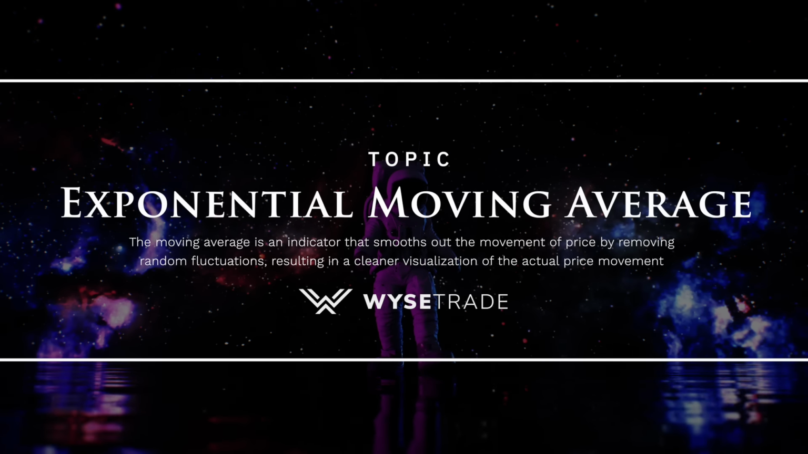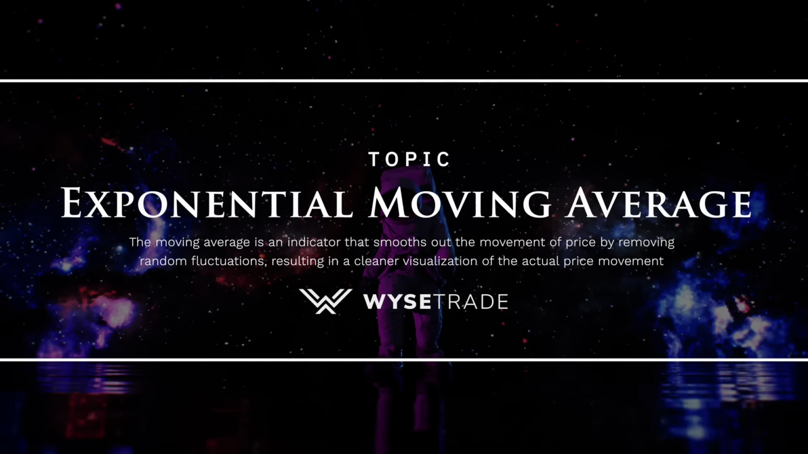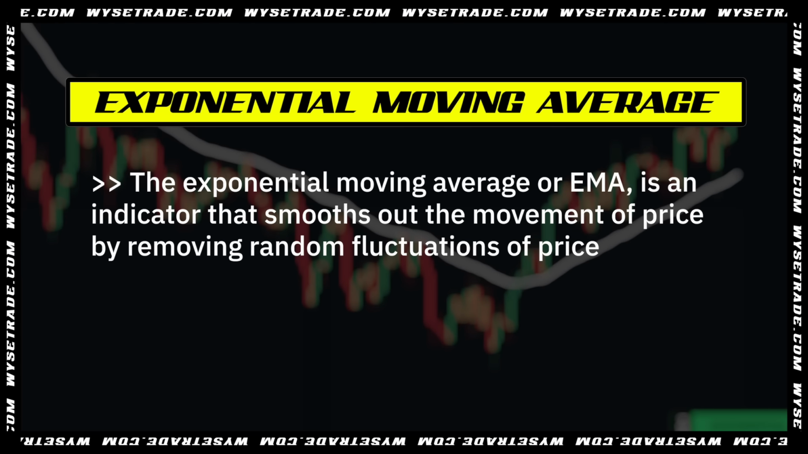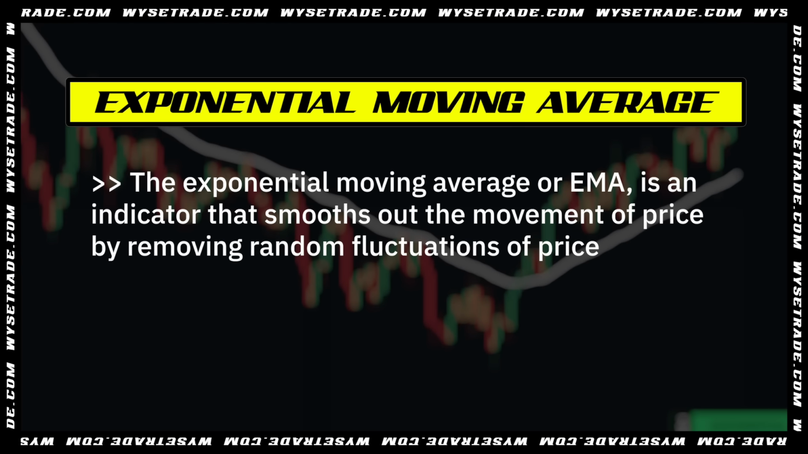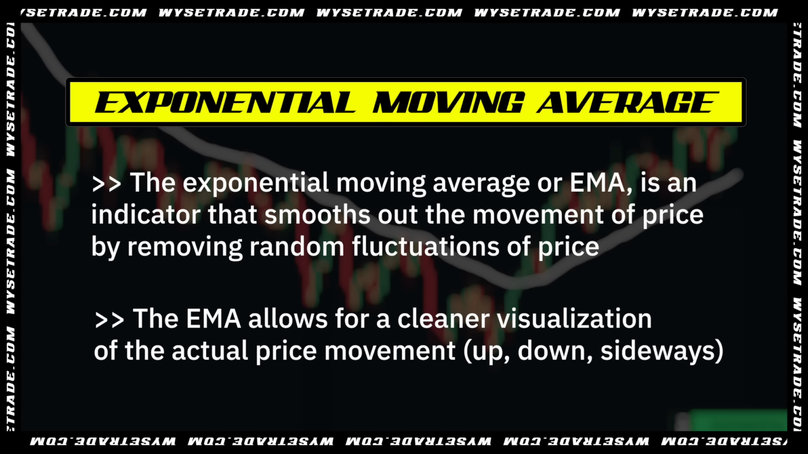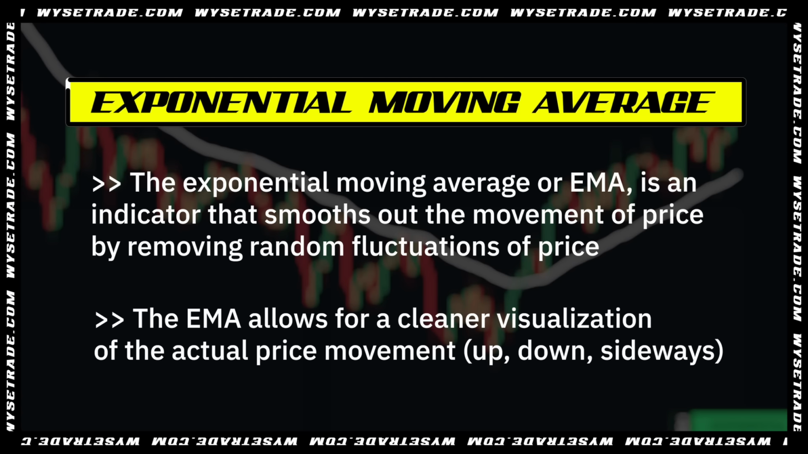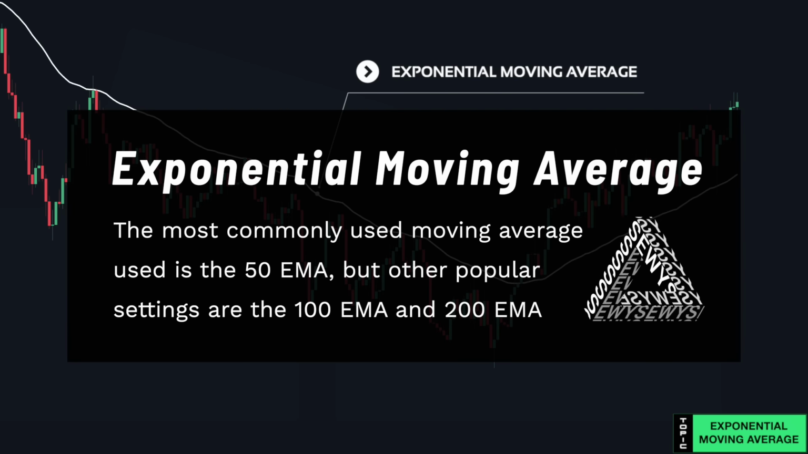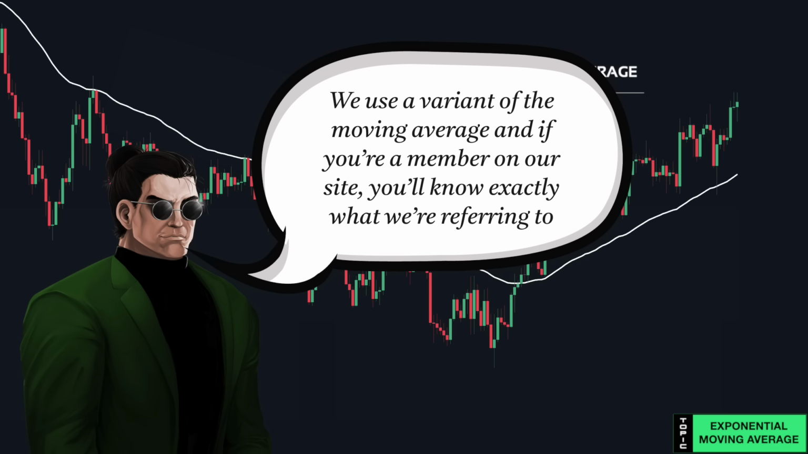So next, exponential moving average. The exponential moving average, or EMA, is an indicator that removes the random fluctuations of price, resulting in a cleaner visualization of the actual price movement. This here is the exponential moving average. The most commonly used moving average is the 50 EMA, but other popular settings are 100 and 200. We use a variant of the moving average, and if you're a member, you'll know exactly what we're referring to.